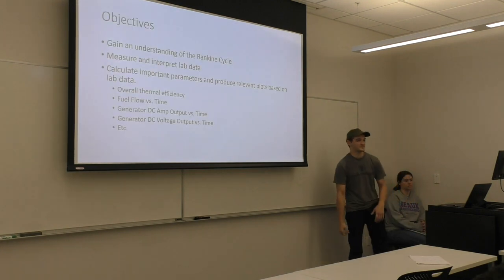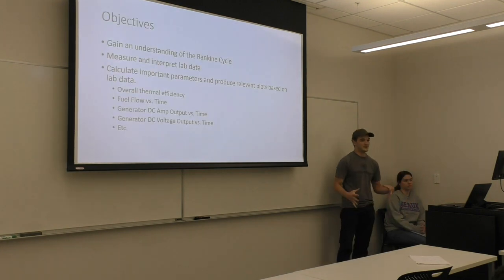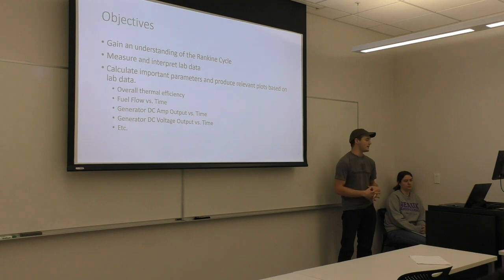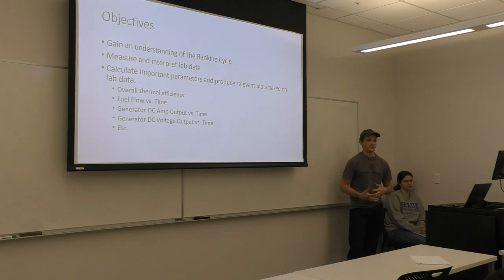So our objectives for this experiment are to understand just the basics of what's going on in the Rankine cycle, how we get power out of it. We need to be able to measure the data from the lab and use that to calculate important parameters about the cycle, such as the overall thermal efficiency, and make charts for fuel flow versus time, generator amperage output, and voltage output versus time, and other important parameters that you need to know for a power generation cycle.